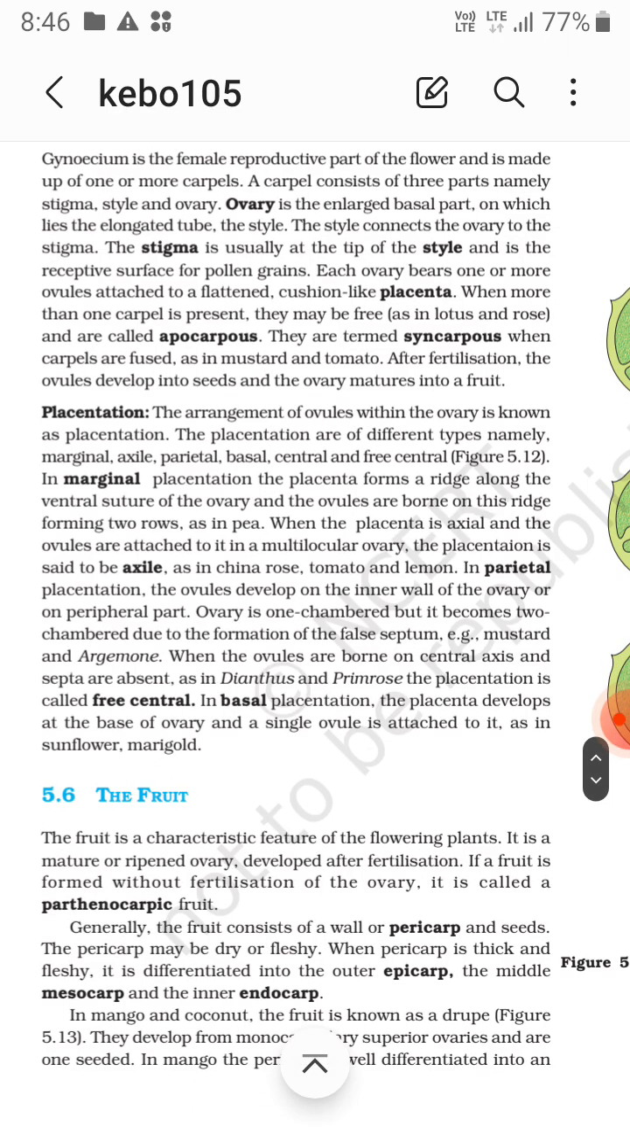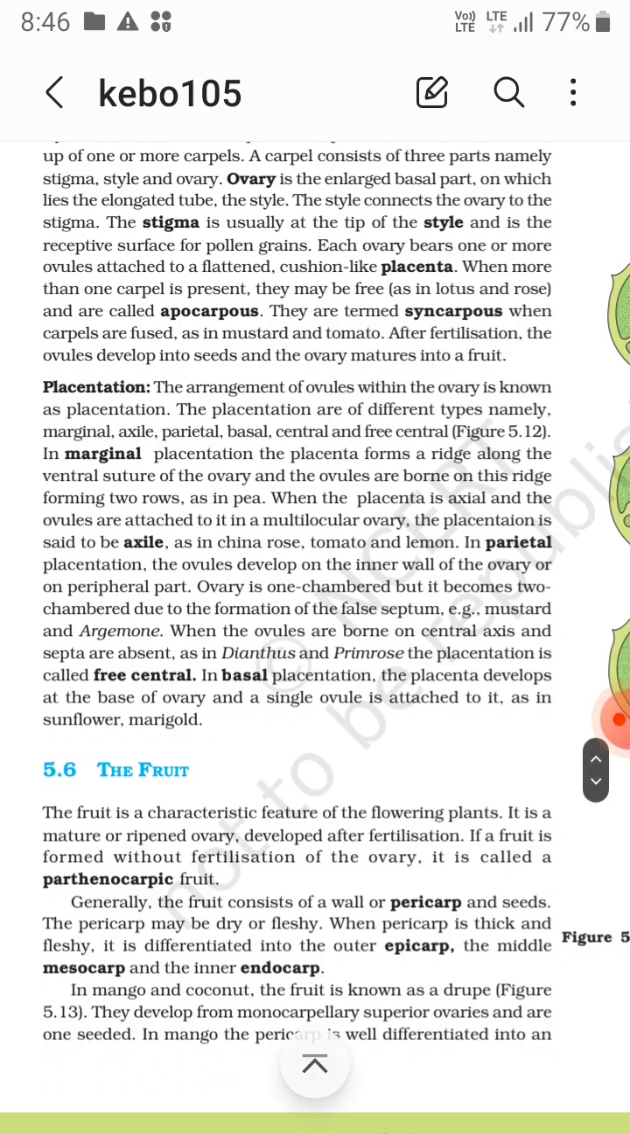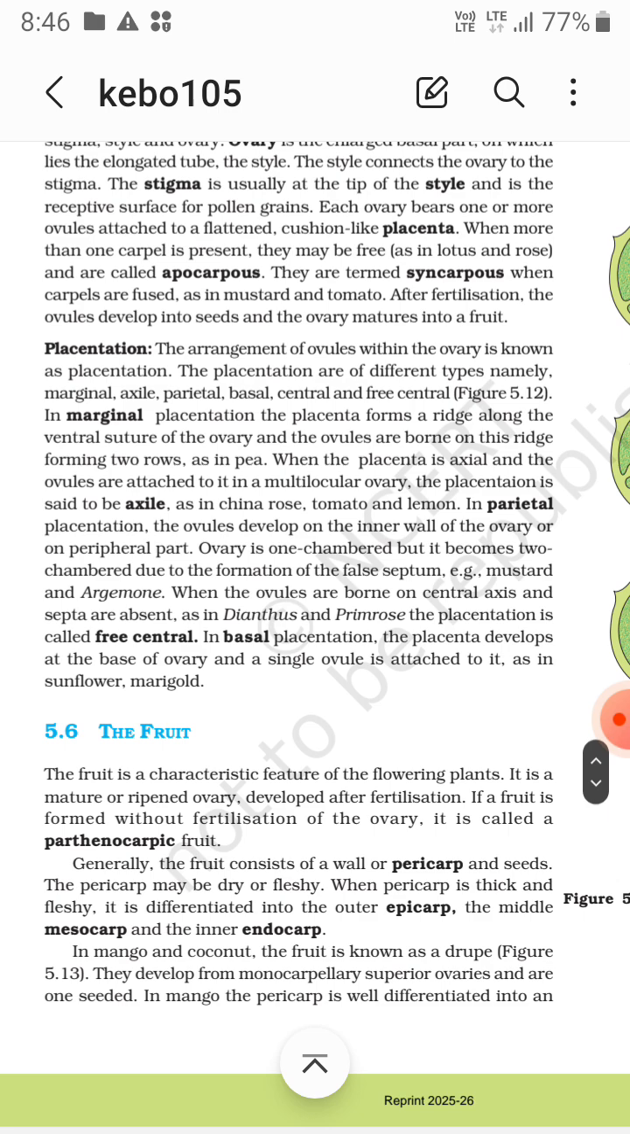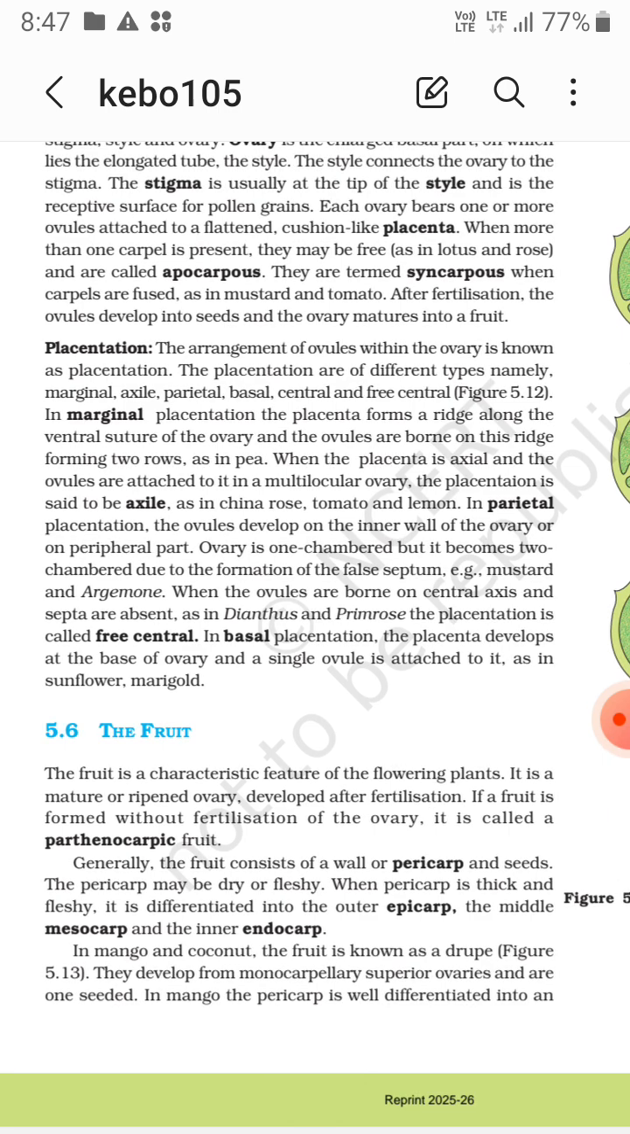In parietal placentation, the ovules develop on the inner wall of the ovary or on the peripheral part. The ovary is one chambered, but it becomes two chambered due to the formation of the false septum, as in mustard and argemone. This is the parietal placentation.